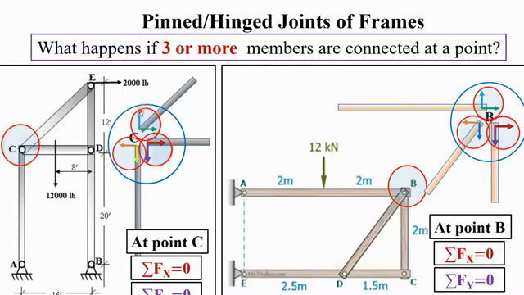Summation of Fx will be 0, summation of Fy will be 0. So the summation of this force and this force will be 0. The summation of this force, this force and this force will be 0. Same is the case here. There are also three members. Here also the same thing will happen, so summation Fx will be 0 and summation Fy will be 0.